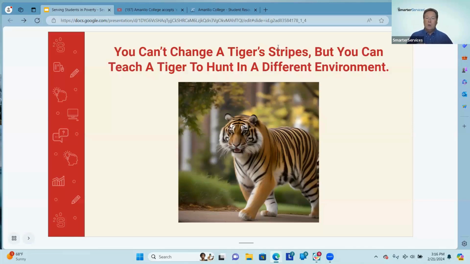So with a tiger, we're just holding a mirror up to that tiger so that that tiger can see its stripes. We're not trying to change the tiger's stripes. We're trying to teach it how to hunt in this jungle that is higher ed.